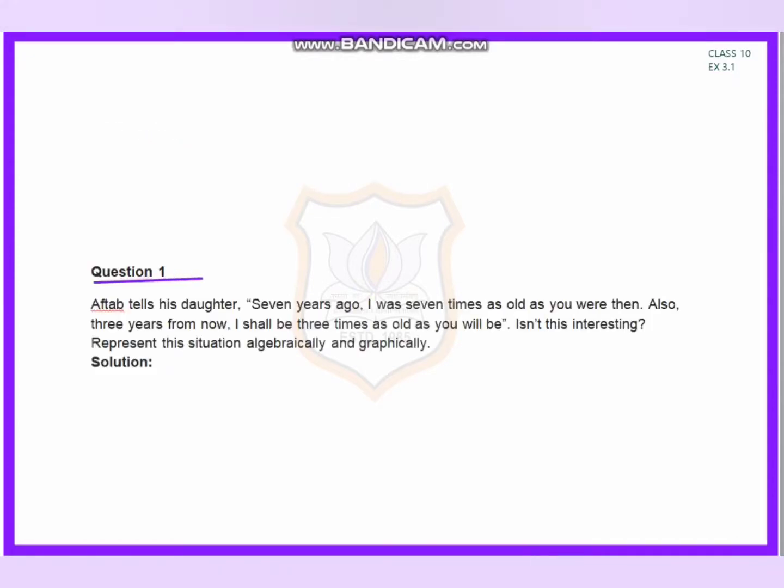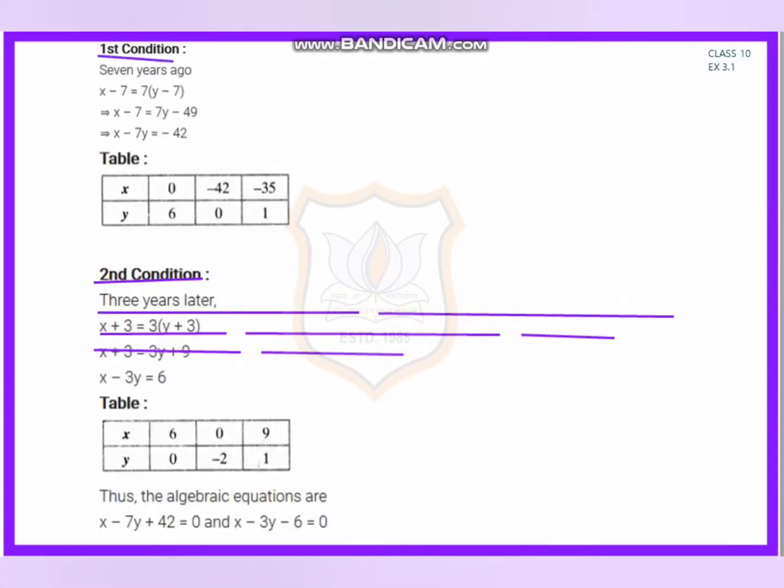Question number 1. Altaf tells his daughter, 7 years ago I was 7 times as old as you were then. Also, 3 years from now I shall be 3 times as old as you will be. Isn't it interesting? We have to represent this situation algebraically and graphically. Condition first: 7 years ago.